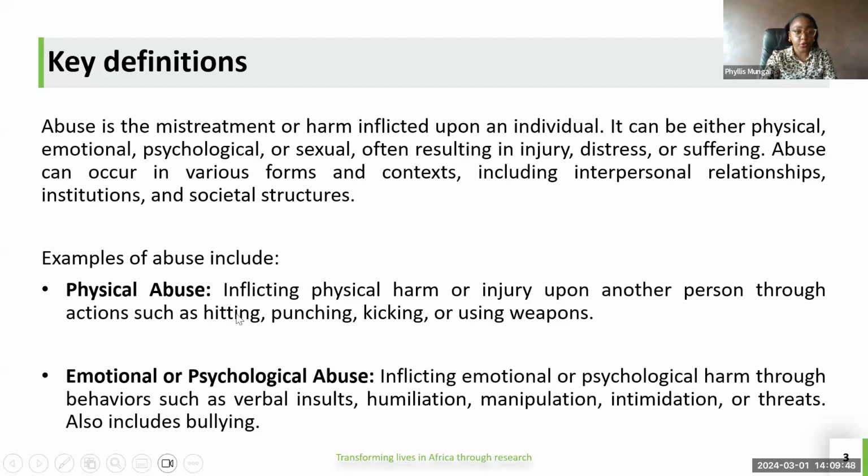Then we want to delve into the types of abuse or examples, and there's physical abuse. This is where physical harm is inflicted by a person, and you can do this by hitting, punching, kicking, or using weapons. Then we have emotional or psychological abuse, and this is where a person inflicts emotional or physical harm through behaviors such as verbal insults, humiliation, manipulation, intimidation, or threats. And this also includes bullying.